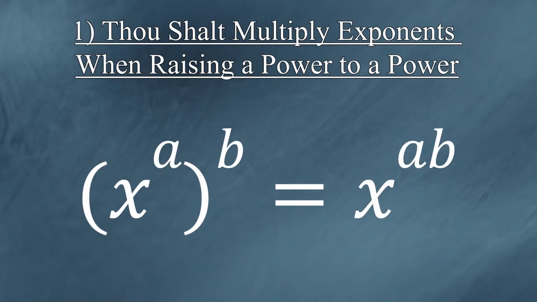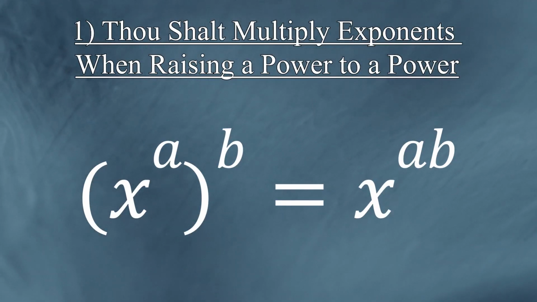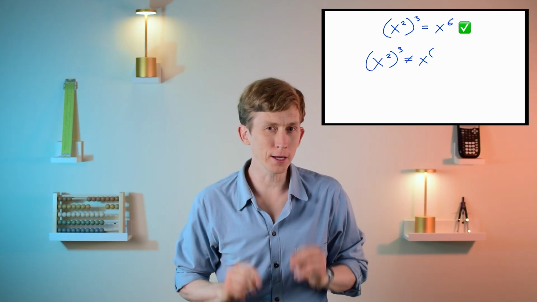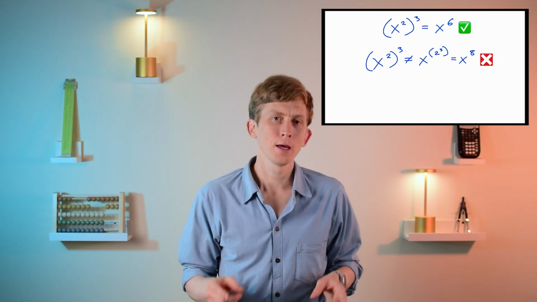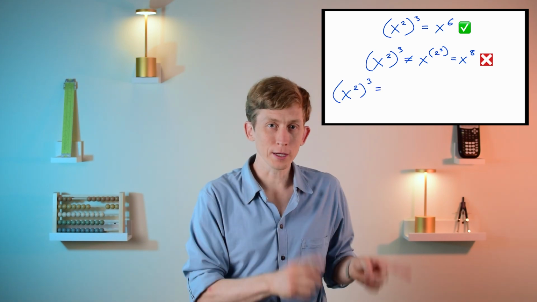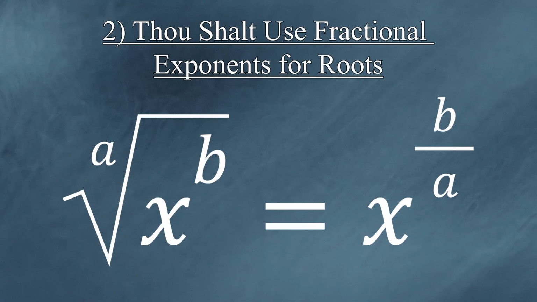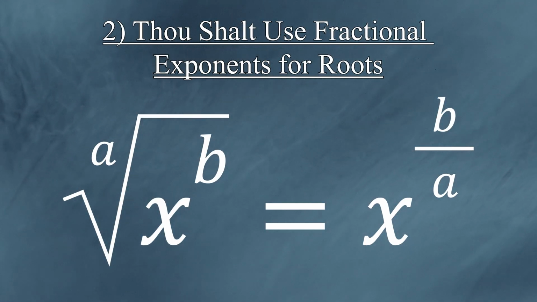1. Thou shalt multiply exponents when raising a power to a power. X to the a to the b is equal to x to the ab. For example, x squared cubed is x to the 6th, not x to the 8th. Let's unpack this notation to build some intuition. X squared cubed is x times x times x times x times x times x, which is x to the 6th.